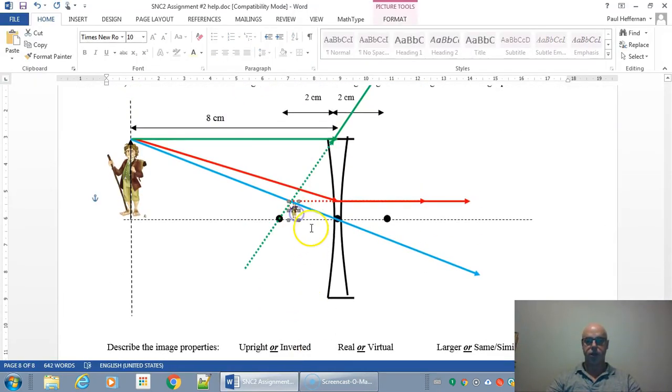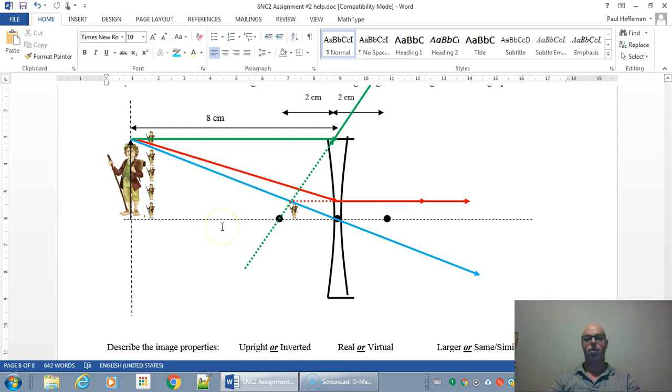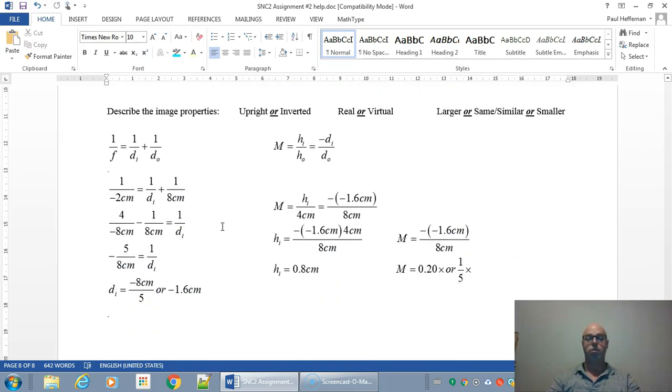You can double check that. Just grab the image and copy and paste it up a few times. So far we got 3, 4, and approximately 5. It's not perfect because it's a diagram, but definitely it's about 0.2 times what it used to be. It's only 0.8 centimeters tall, and it's located at negative 1.6 centimeters.